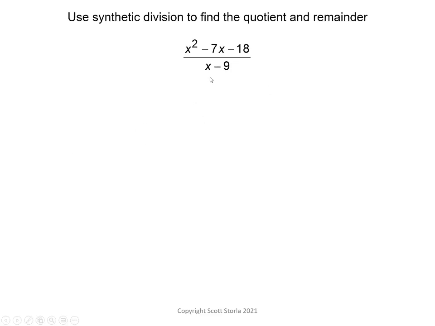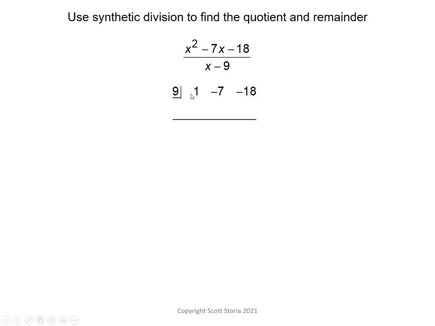First, make sure your divisor is a difference. Then start with the subtrahend. We write the subtrahend in a little half box that looks like this, and then a little bit below we draw a line. Next we use the coefficients and the constant of the dividend, in this case 1, -7, and -18, and we write them right here.